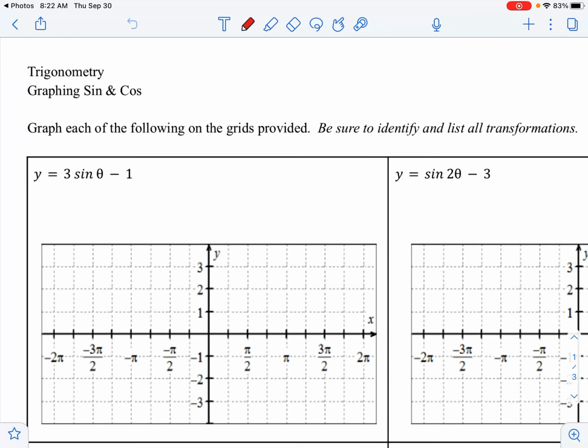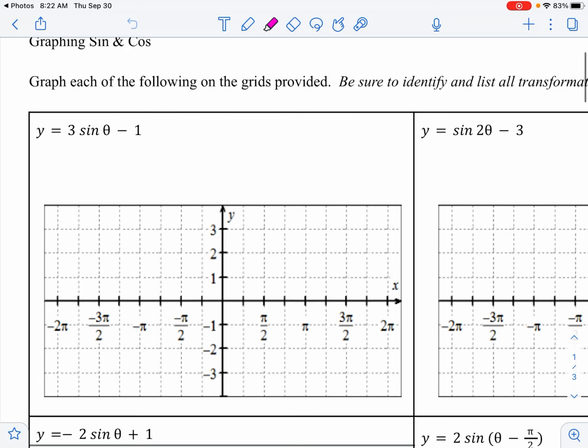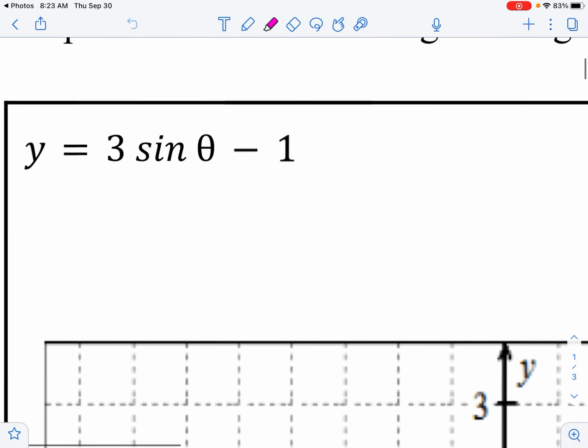Okay, so here we go with some extra practice of graphing sine and cosine. This is a pretty important topic for us, so we're going to spend a little extra time on it. So this first one here has us graphing y equals 3 sine of theta minus 1.